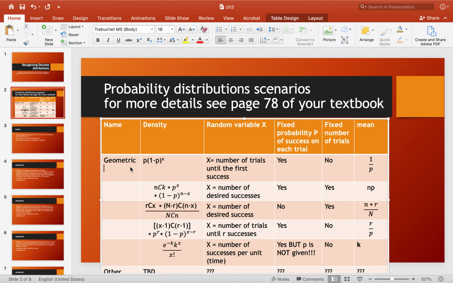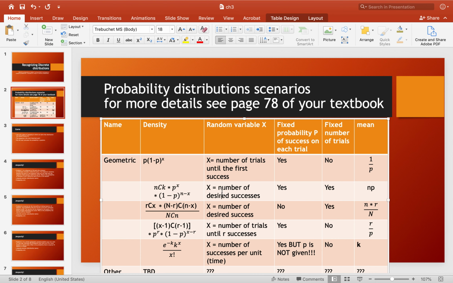And geometric says that there are independent trials. I'm going to erase that because that's not commonly listed. But independent trials is used because the probability doesn't change from each trial, each toss of the coin, or each outcome. So that's an instance of the geometric.